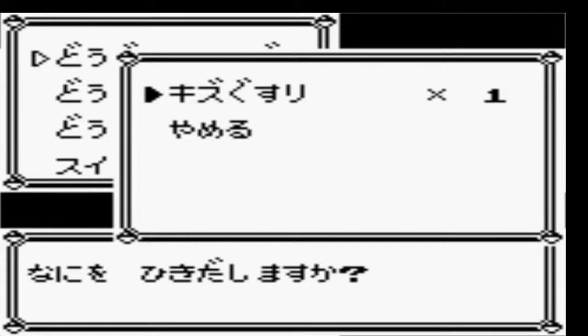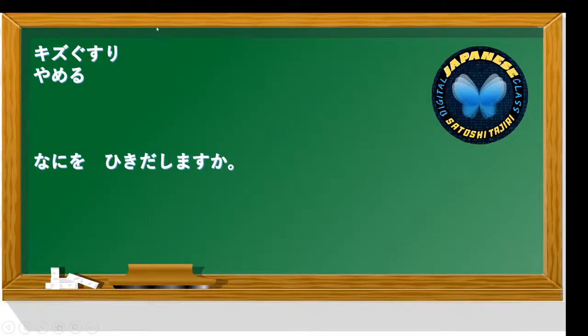Okay. So these are the things that he asks you. Nani wo hikidashimasu ka? What do you want to withdraw? So that's how it works here for our gusuri, it means potion. Okay. Then yameru, it means to close or to stop. So nani wo hikidashimasu ka? It's like saying here, what do you want to pull out? Okay, what do you want to pull out? So for example, I have another item here. Then that's what I will pull out. Then that's what I'm going to use.